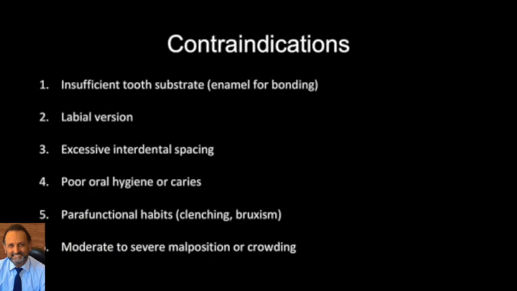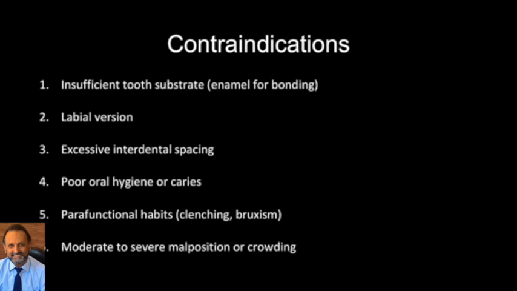Contraindication: insufficient tooth substrate. If we're using veneers, enamel is your partner. If you don't have enough enamel, you're going to have problems. Labioversion of the teeth will require cutting a lot of the tooth, thus compromising it. Extensive interdental spacing also needs orthodontic treatment or a different approach. Poor oral hygiene or caries is a situation where ceramic is not the best solution. You have to train and educate your patient before doing any kind of this treatment.